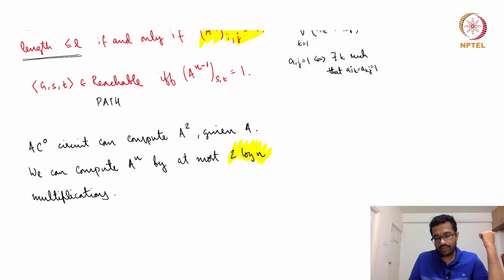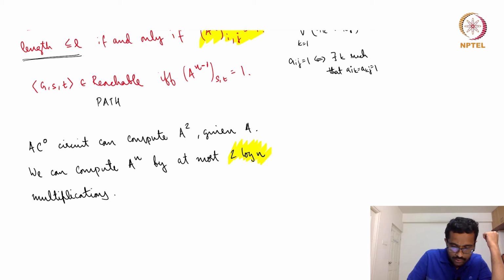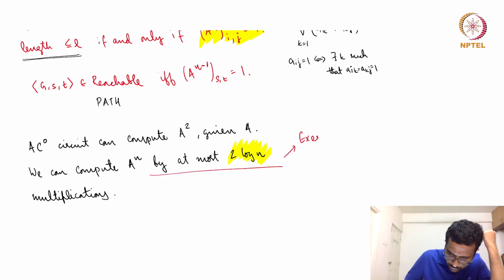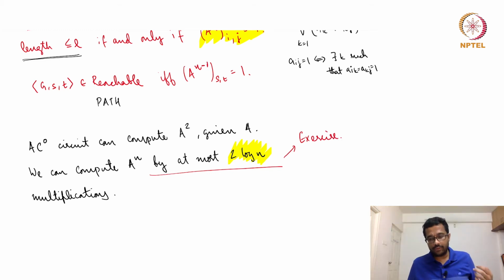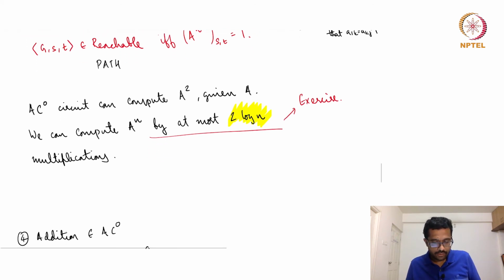Again, this is something that is not very difficult to see. This is something that you can work out: how can you compute A to the power n using at most 2 log n multiplications? You compute A squared, A to the power 4, A to the power 8, and so on, and then you do something. It turns out that's all that you need, right? So you need to compute A to the power n and then look at the STth entry.